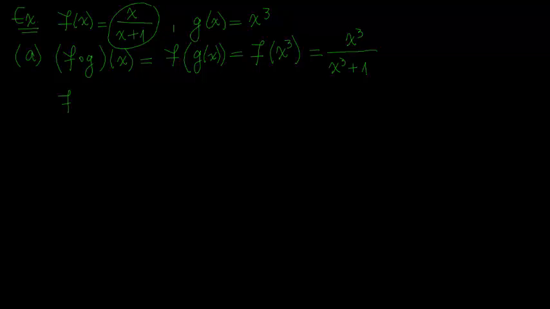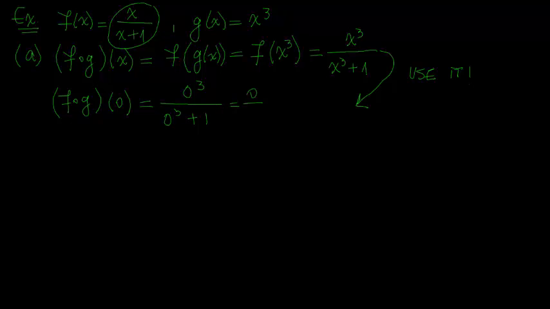And this is the rule of f composed with g. If I also ask you to figure out what is f composed with g, say evaluated at 0, there's no need to go after the two-step process. You have the rule of f composed with g, so just use it. So what we're going to do is plug 0 in this rule, so we get 0 cubed over 0 cubed plus 1, which is 0 over 1, so that happens to be 0. On the other hand, if I try to compose g with f, then by definition this is going to be g of f of x.